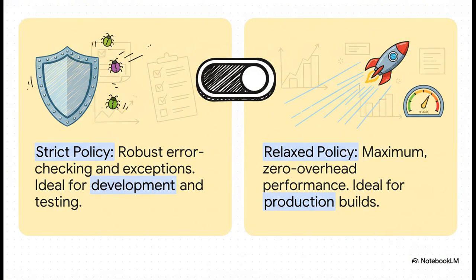A really cool new concept here is safety policies. You can now explicitly choose the level of safety you want for your build. The strict policy? That gives you robust, runtime error checking that'll throw exceptions when something goes wrong. Absolutely perfect for development and testing. But then, for your production builds, you can just switch over to the relax policy for maximum, zero overhead performance. It's the best of both worlds.